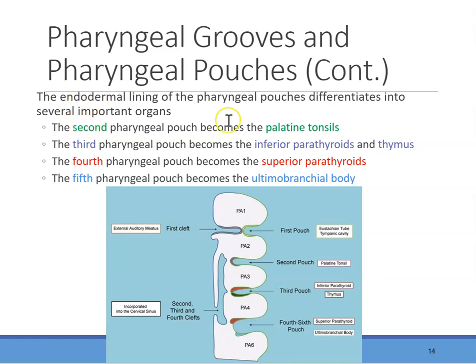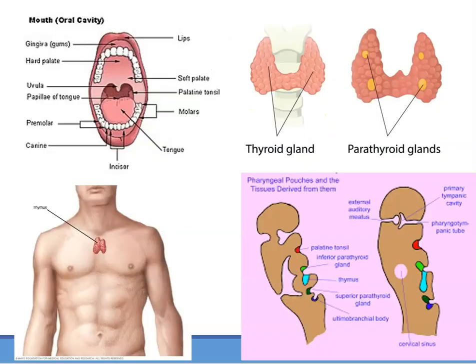So let's look at the second one. The second one makes the tonsils, right? Here is a picture of the tonsils right at the back of your throat. These are palatine tonsils. This is a palate right here. Some of you can see your tonsils when you open really wide. Tonsils are really important because they try to protect you from getting sick. However, if they're inflamed, sometimes you do need to get them removed. But that's what the tonsils are, which come from the second pouch.